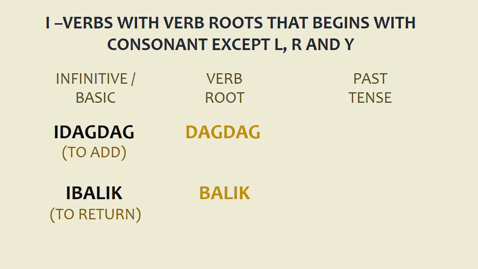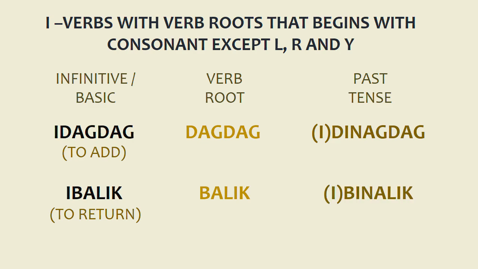In order to form the past tense, you have to take the verb root and then insert in between the first letter and the rest of the letters, like this. And lastly, add the prefix I. So we have idinagdag for the first example and ibinalik for the second example. Take note that not adding the prefix I for the past tense in these ones is fine. So dinagdag is also correct and binalik is also correct.